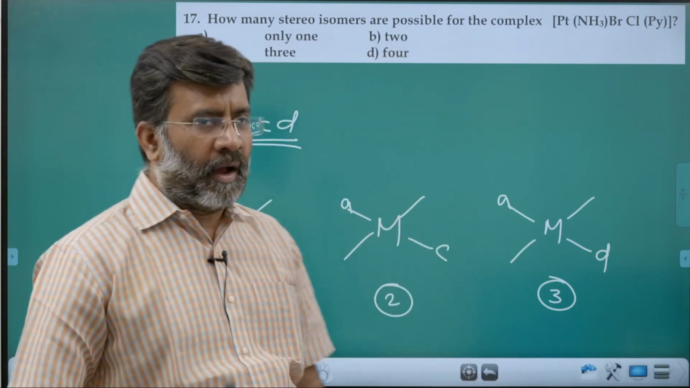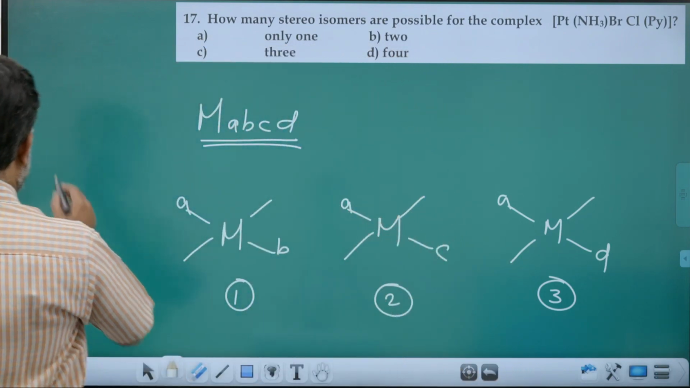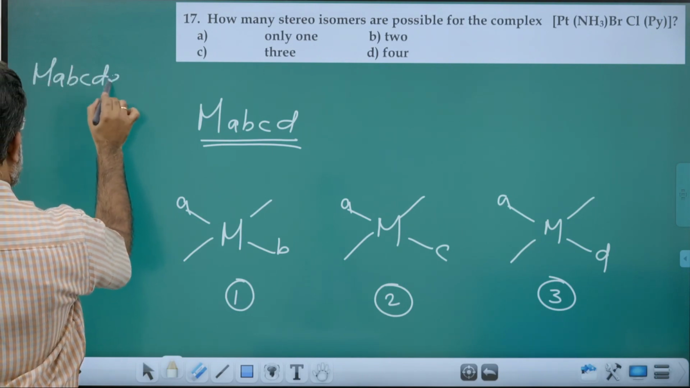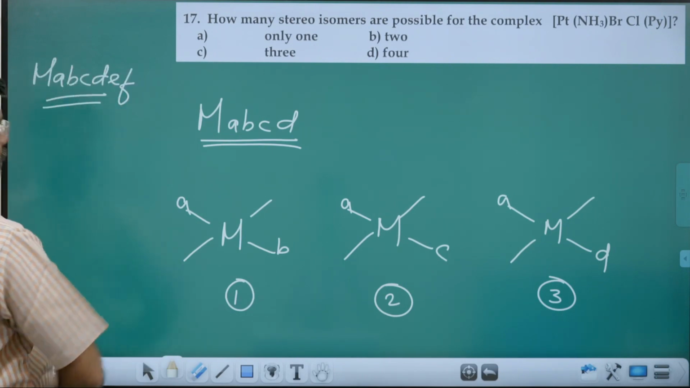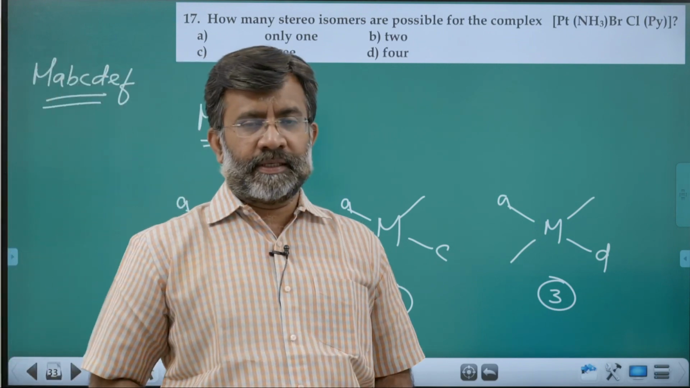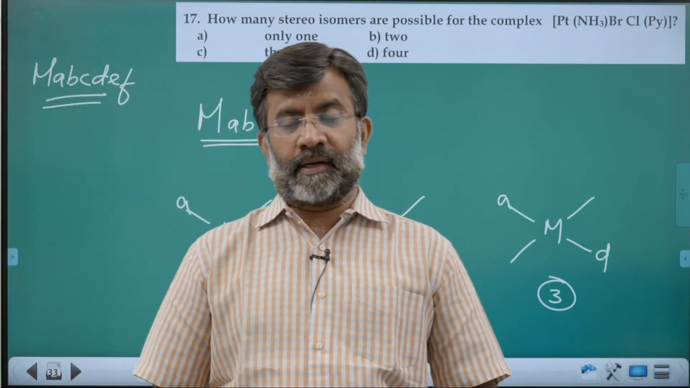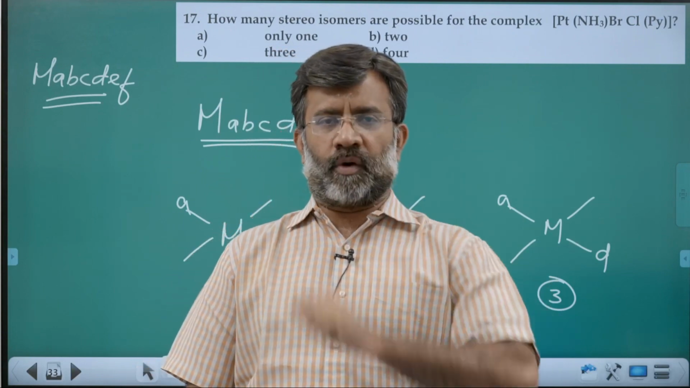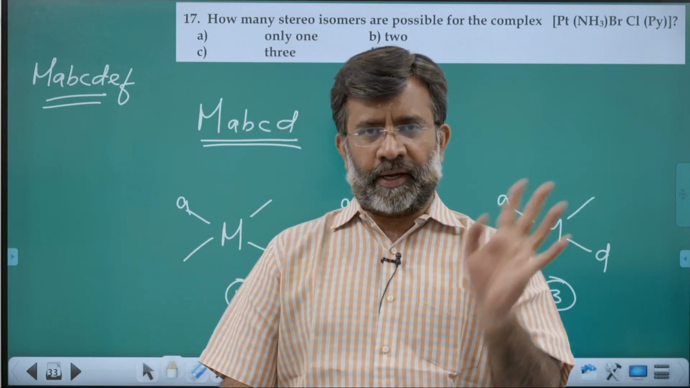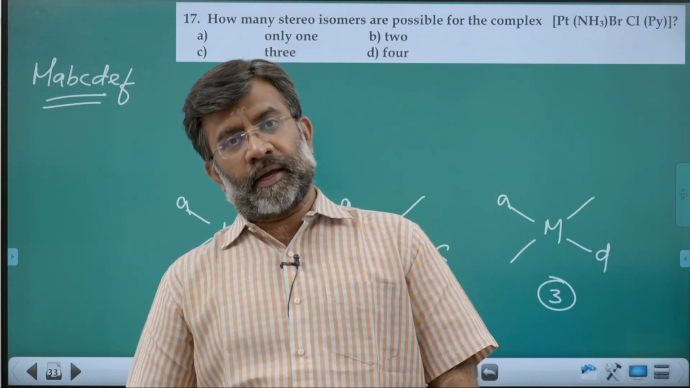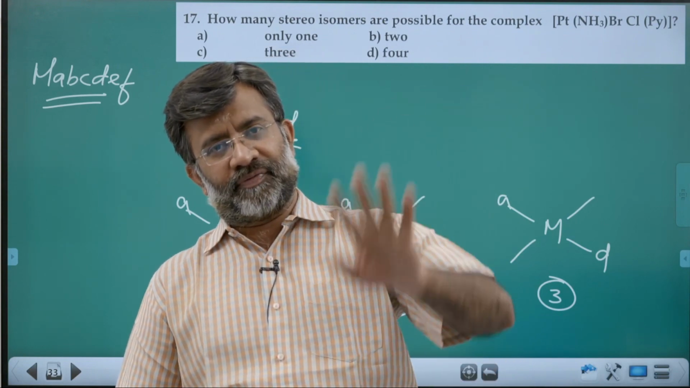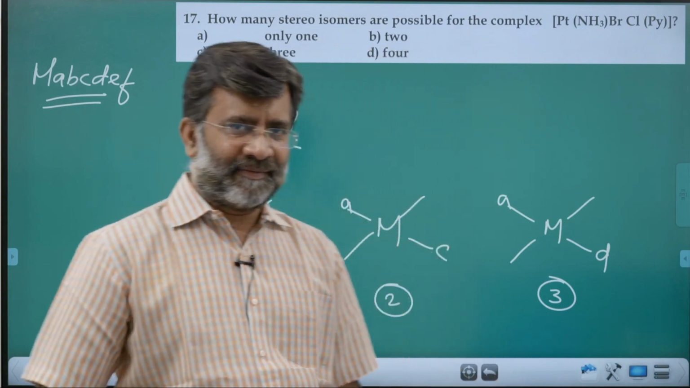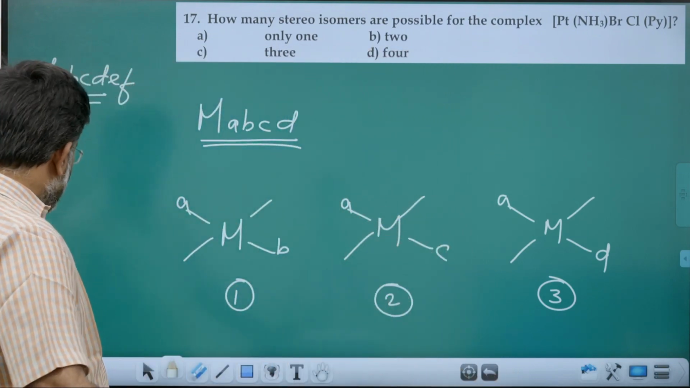And think about how many configurations you get in an octahedral complex MABCDEF. Think about that. This is a square planar complex. Platinum makes square planar complexes. MABCD: three configurations, AB, AC, AD. What about octahedral MABCDEF? Work it out. Find out. Next.